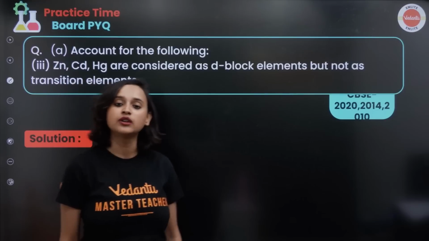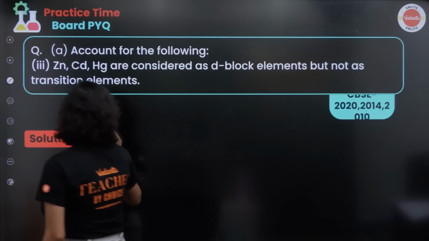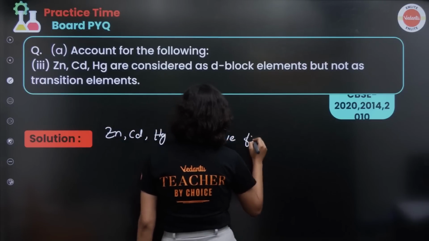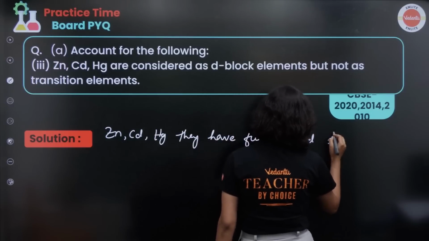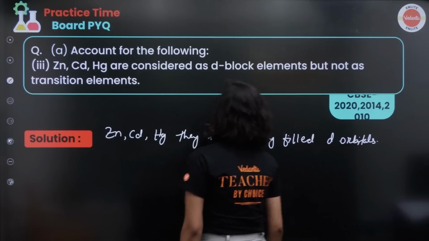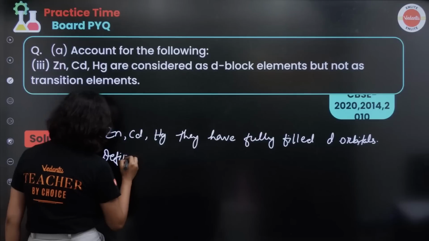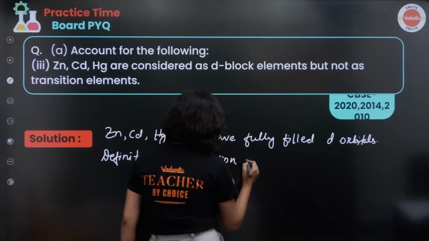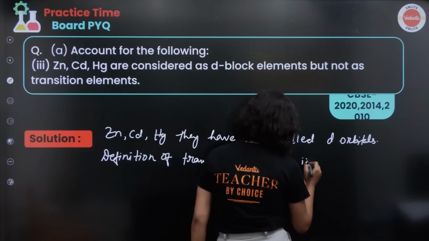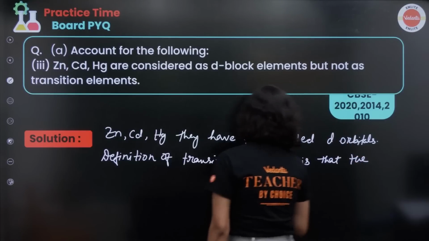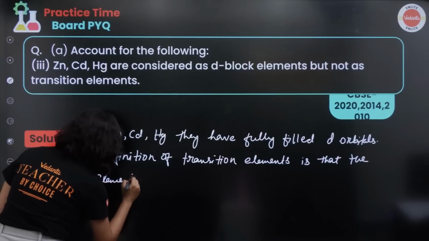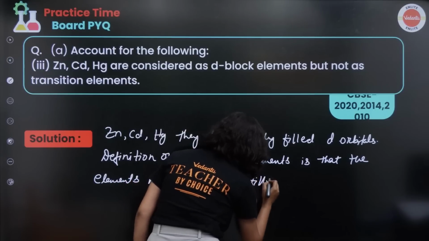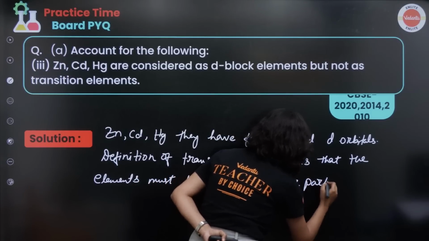Great. Moving on. Zinc, cadmium and mercury are considered D-block elements but not transition elements, because they have fully filled D orbitals. The definition of transition elements is that the elements must have half filled or partially filled d orbitals, right?